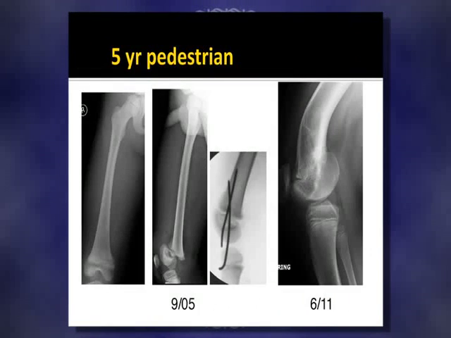Another thing, especially in kids, you just have to keep an eye on the follow-up. So this was a 5-year-old pedestrian struck, who had this Salter II fracture, which was fixed. If you were to guess what deformity he would be prone to in the sagittal plane, what would you think? Would he get procurvatum or recurvatum, and why? Recurvatum? All right. And why?